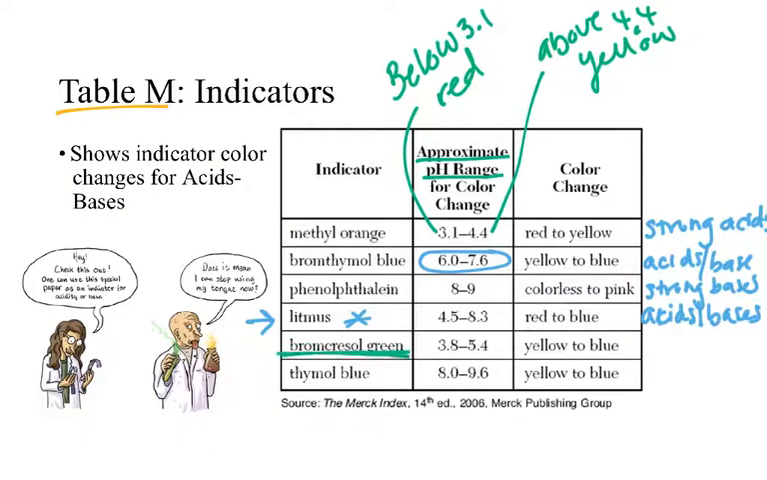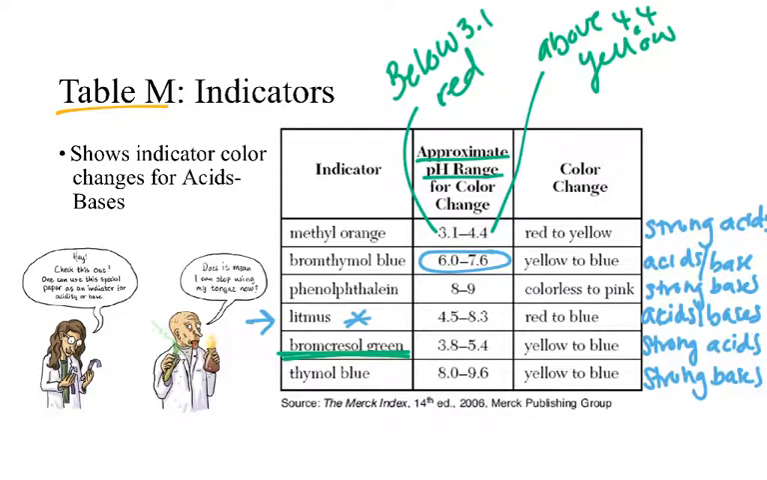Bromocresol green. This one has a special place in my heart because I used it every day when I worked for the Water Authority in the lab. It is used best for strong acids. And last but not least, we have thymol blue. So 8.0 to 9.6. We know that bases are higher than 7, so we're going to use this one when we're working with strong bases.